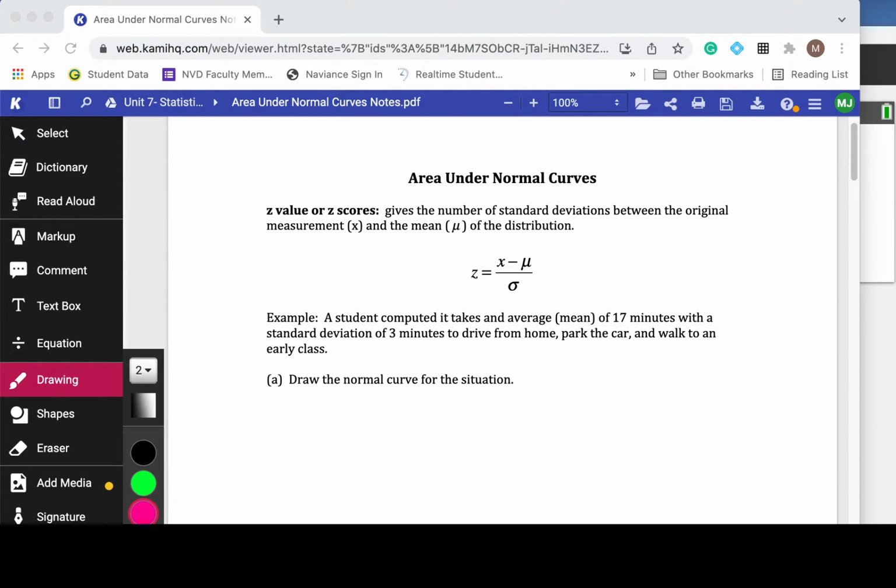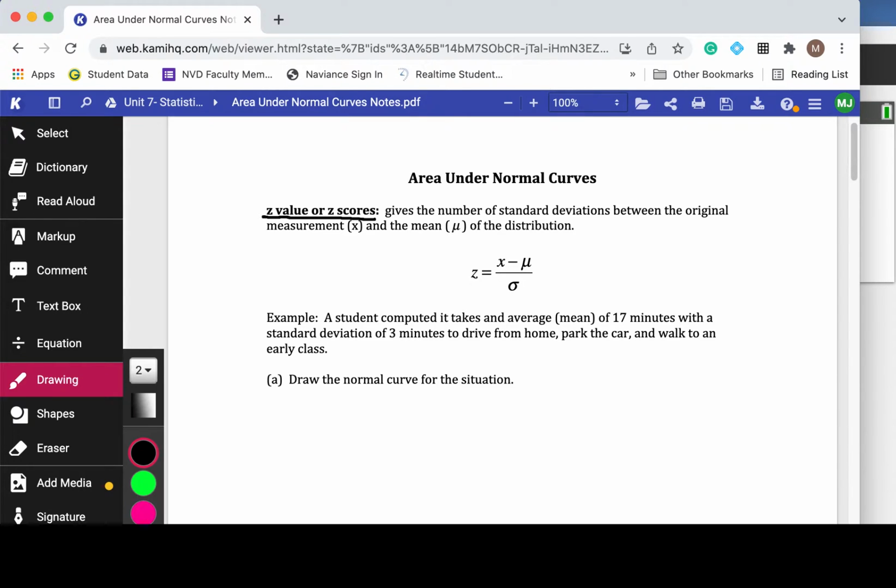Right, so in this video, we're going to take a look at how the calculator will find the area under the normal curve. We're going to look at how we could do this without the calculator first, briefly, and then how we will use the calculator. So we have something called a z-value or a z-score.